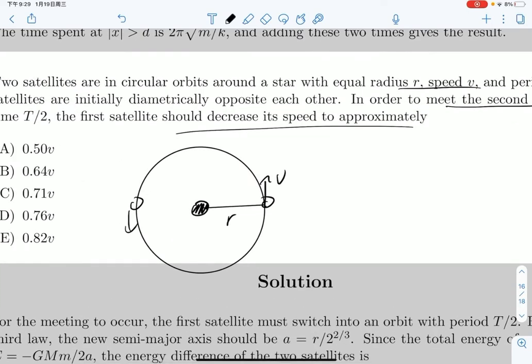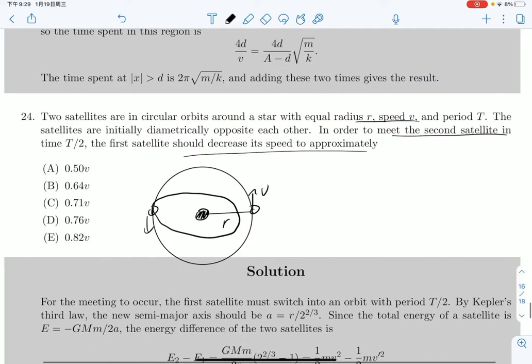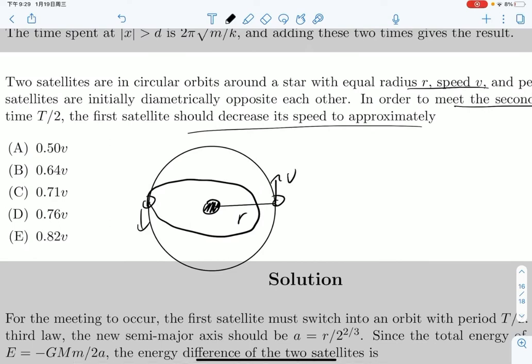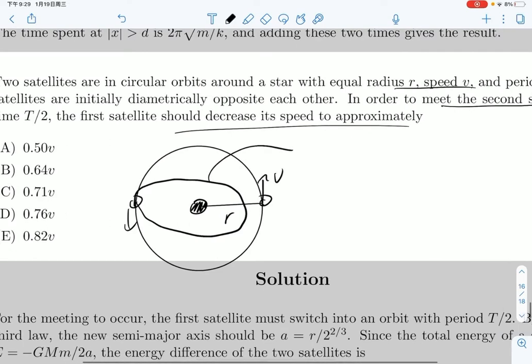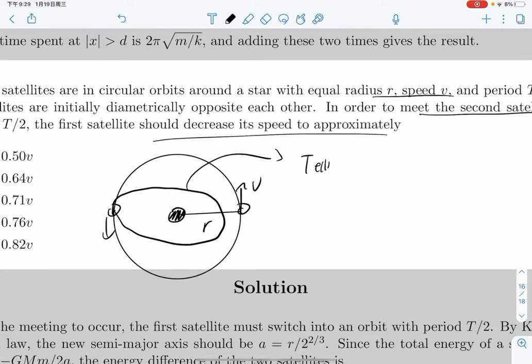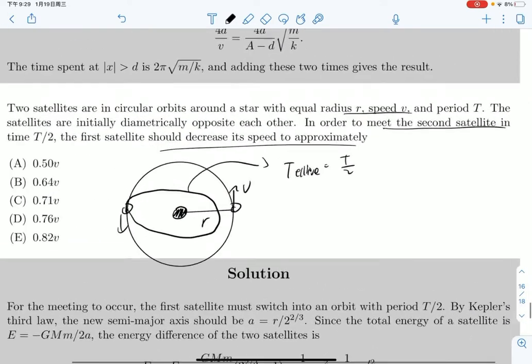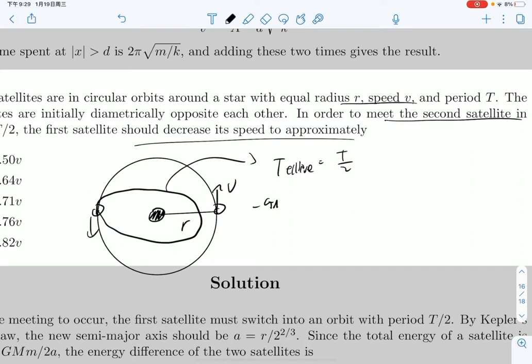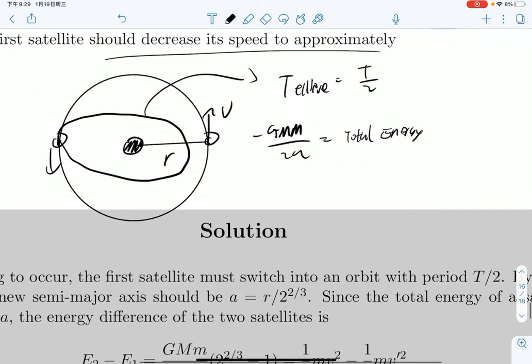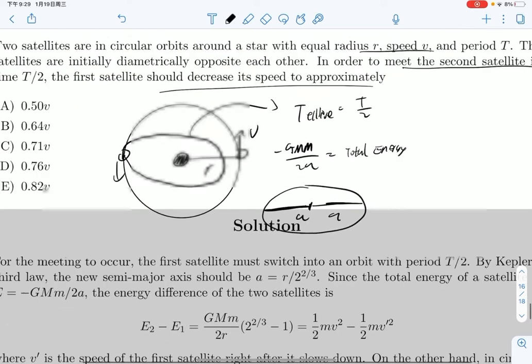the shape of the second satellite is basically an ellipse. So the period for the ellipse is equal to t divided by 2. And you know that G big M small m divided by 2a is equal to the total energy, where a is this part. I kind of forgot what it's called, of the ellipse.